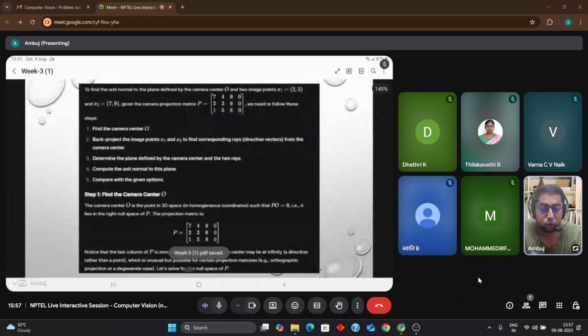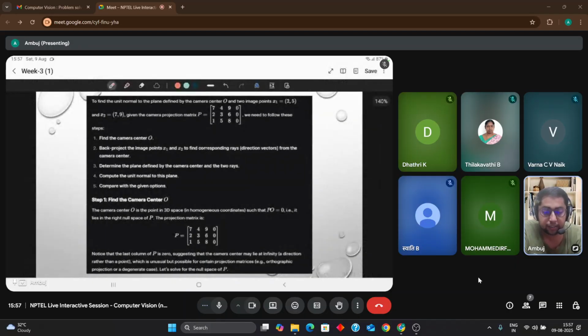If you try to find the unit normal to the plane defined by the camera center O and two image points x1 and x2, and you have been given the camera projection matrix P, the step by step procedure is as follows. First, you have to find the camera center, then you back project x1 and x2, then you determine the plane defined by the camera center and the two rays, then you compute the unit normal and then you compare with the options. These are the 6 steps which you will follow in this question.